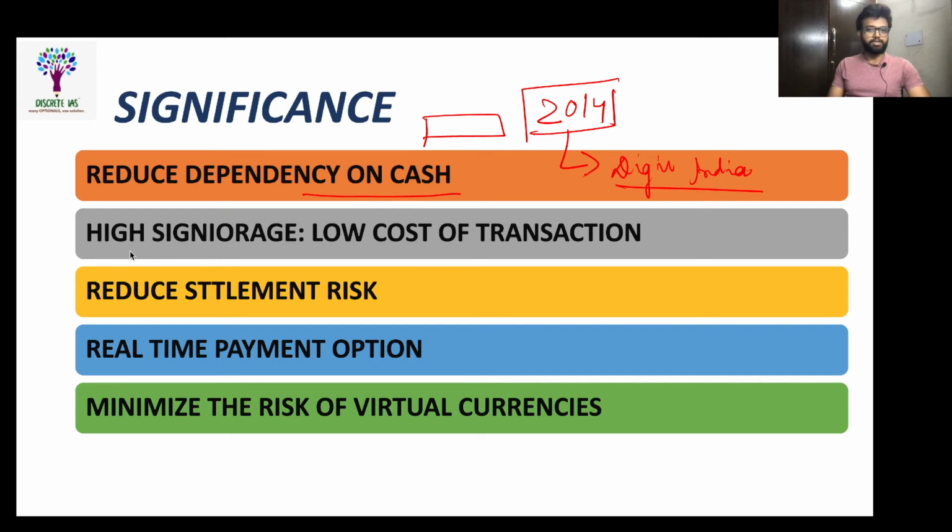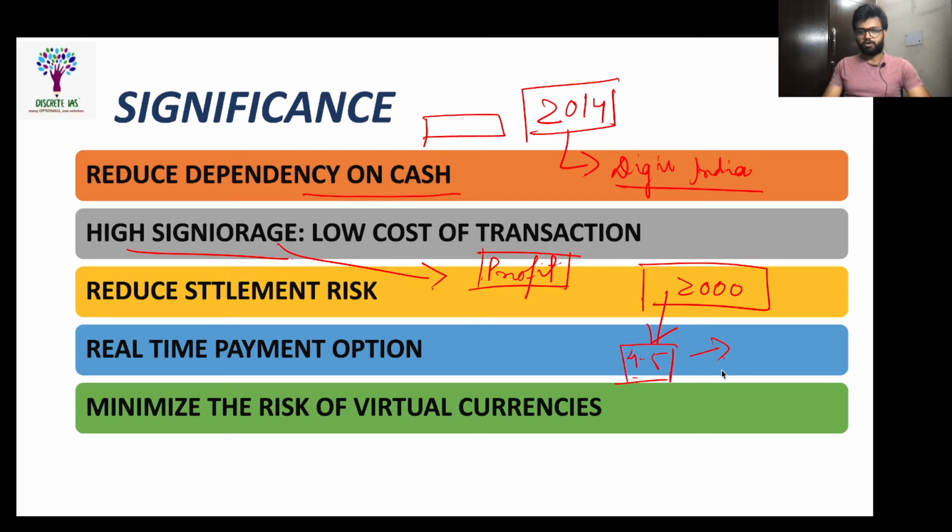Apart from that, high seigniorage. Seigniorage is the profit earned by the government or the central bank from a particular currency. For example, the 2000 rupee note has this face value, and the cost of producing it is around 4 to 5 rupees. So the RBI or the government is earning around 1995 to 1996 rupees as profit. This is the seigniorage. Now if the currency is in digital form, there will be no cost of production, and the cost of transactions of this currency will be reduced. That will increase the seigniorage of the government or the central bank.